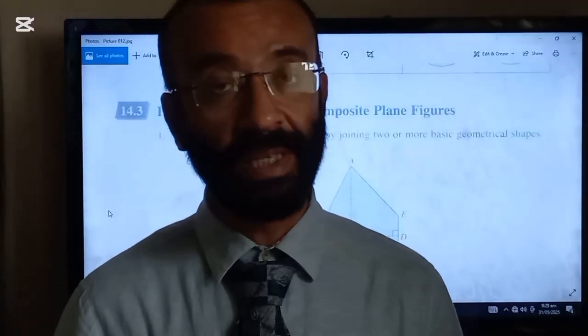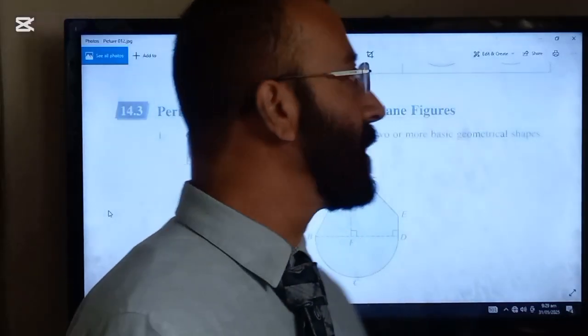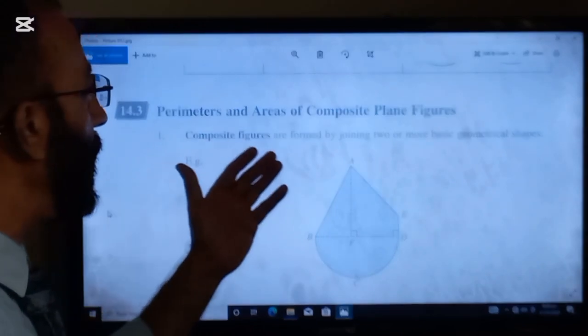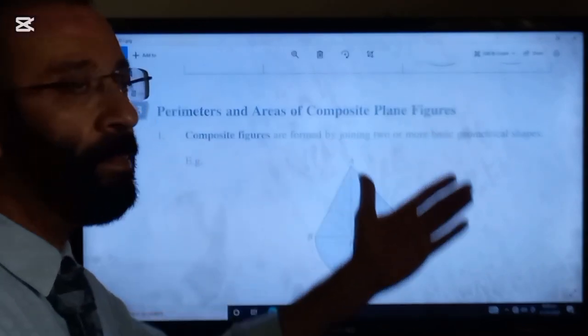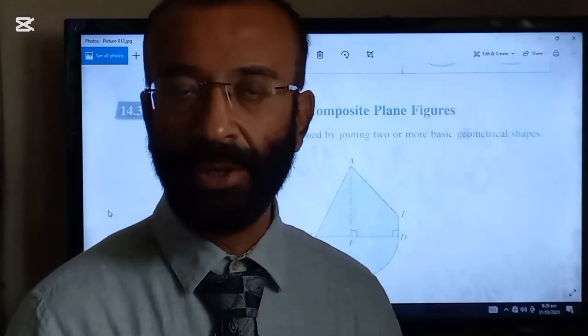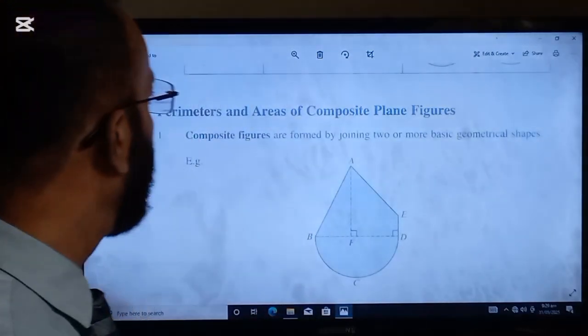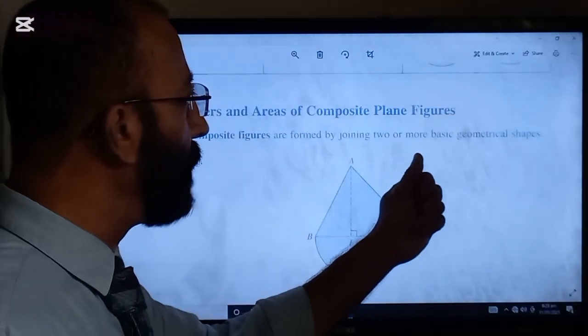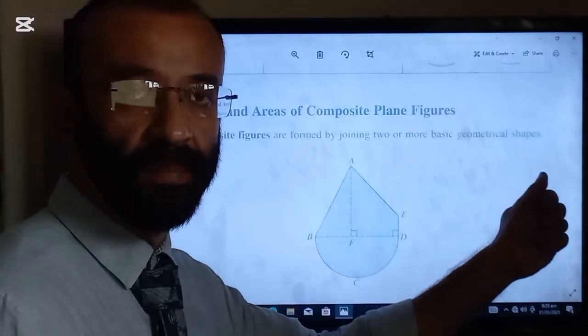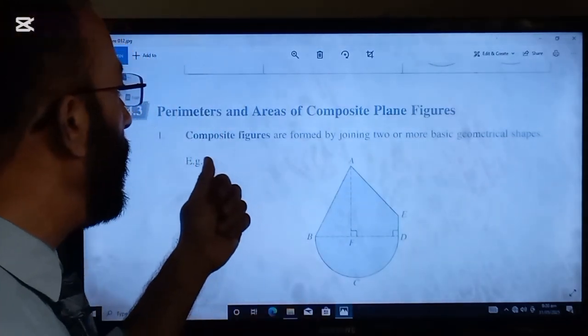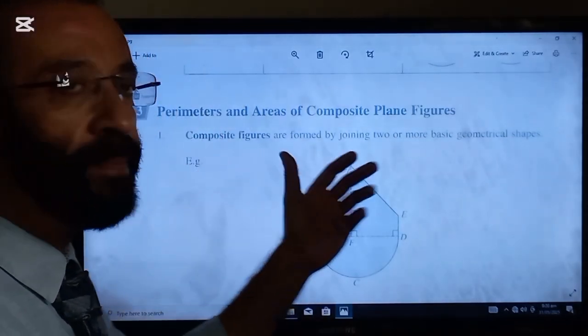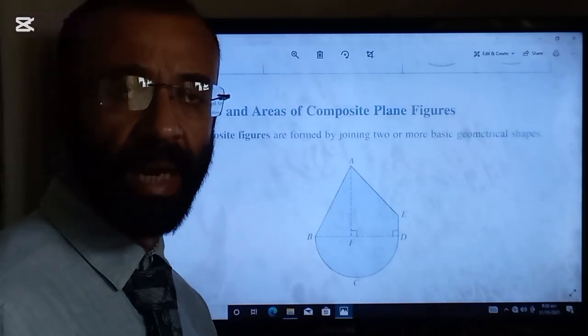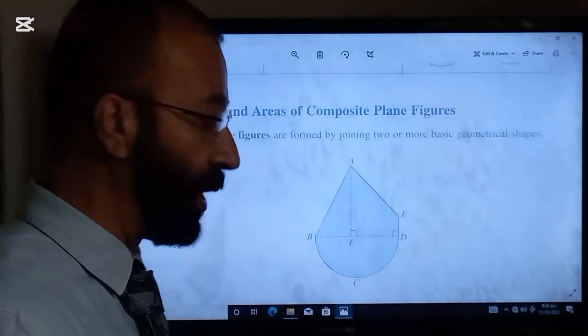Morning students, today's topic in mathematics is the perimeters and areas of composite plane figures. So concentrate, this is an important topic. Composite figures are formed by joining two or more basic geometrical shapes. So this is actually a figure that is formed by joining two or more figures. That figure will be called a composite figure.